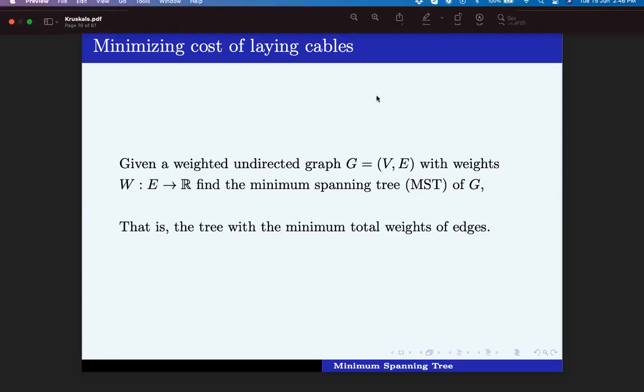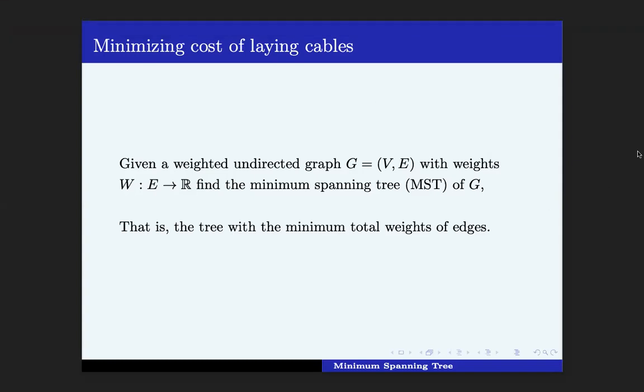Is this definition of the minimum spanning tree clear? No, sir. Can you please repeat again? Which part did you not understand? The weighted definition, the minimum spanning.